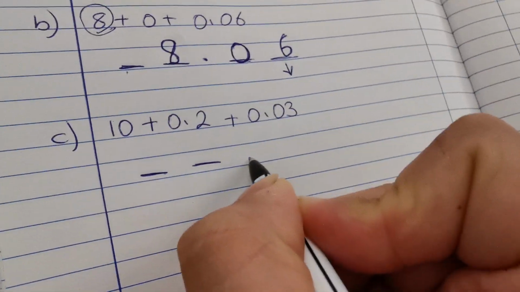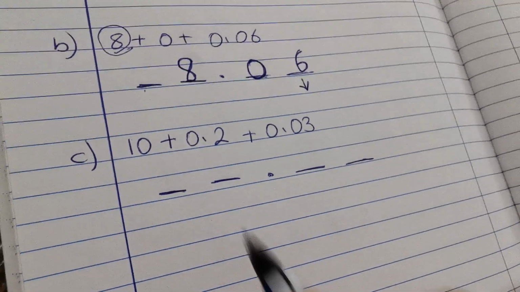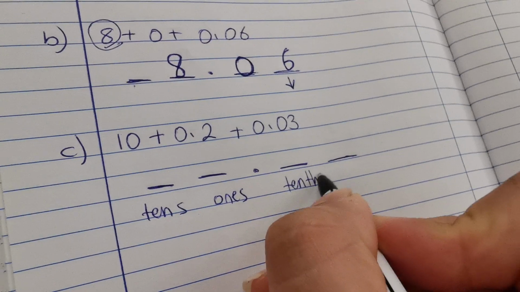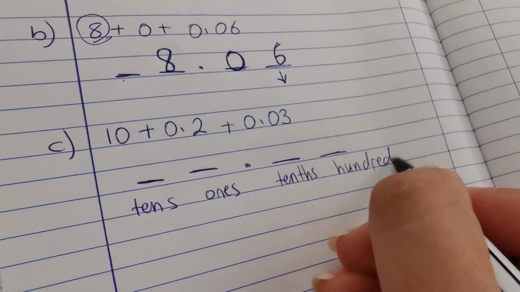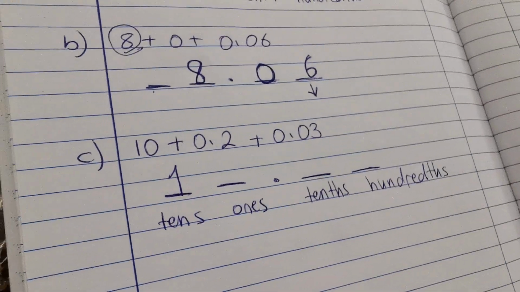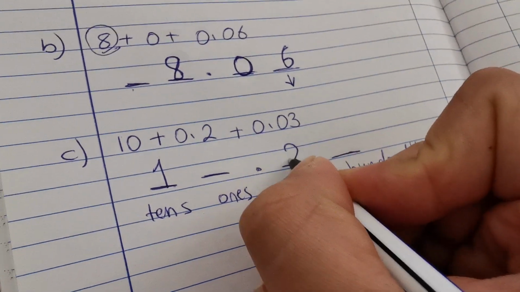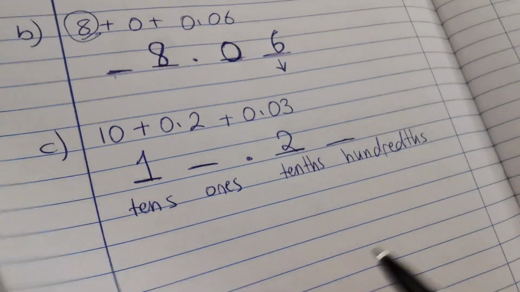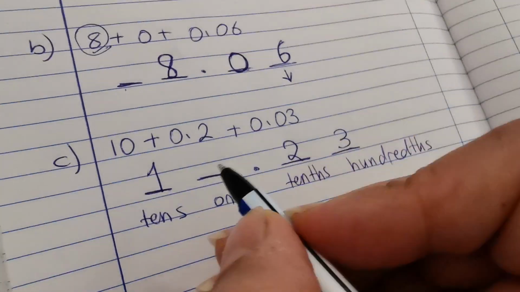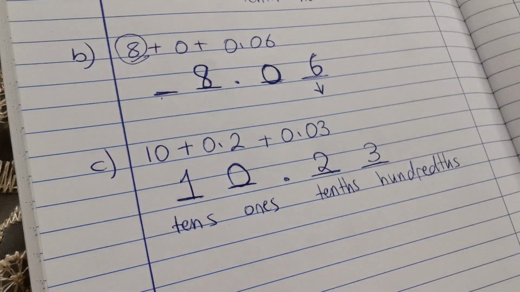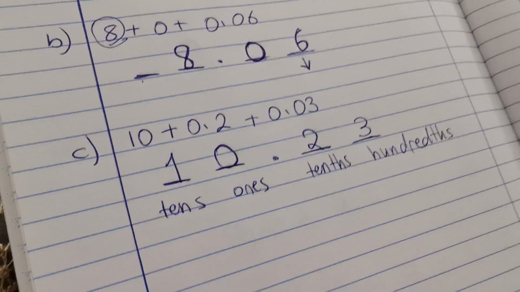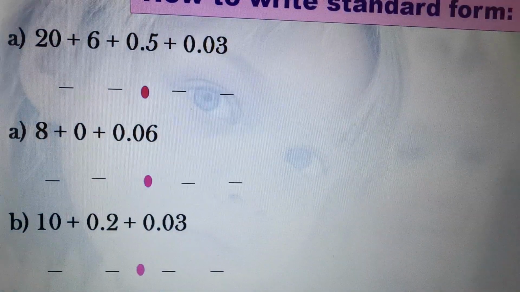Let's go here. We have 10. Here is the tens. Ones, tenths, hundredths. So tens, we have 1. 2/10, it should be here. 3/100, it should be here. Can I leave a digit in the middle empty? No. Now how do I read it? 10 and 23/100. Is it clear? Excellent. Look.